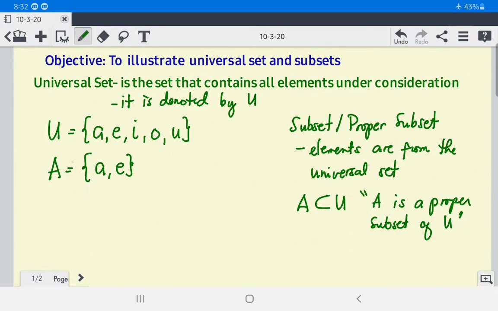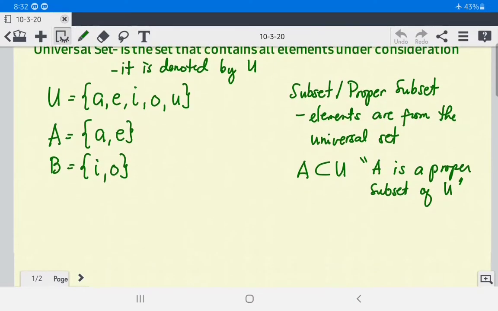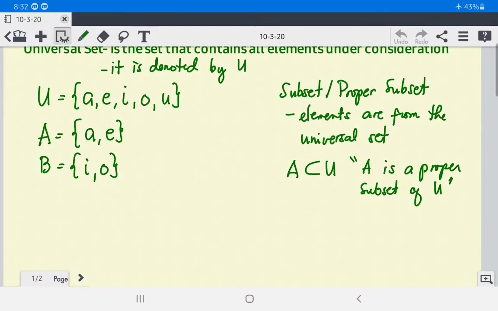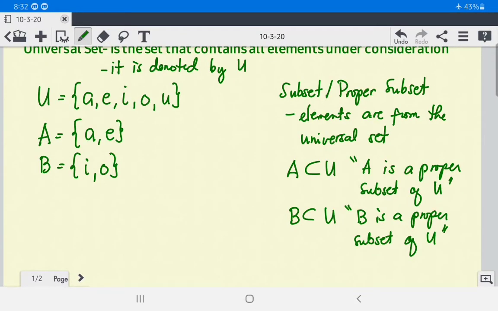Now, another set. Let's say we have set B, wherein it contains I and then O. So this is another subset of U. And since the elements of B are also elements in U, we can say that B is a proper subset of U. So B is a proper subset of U.